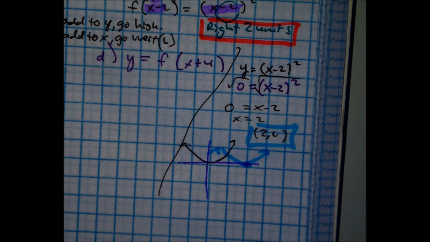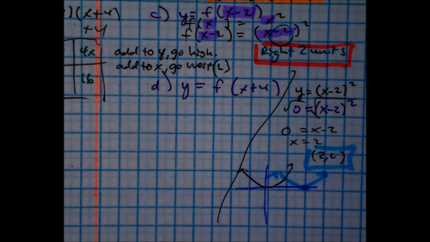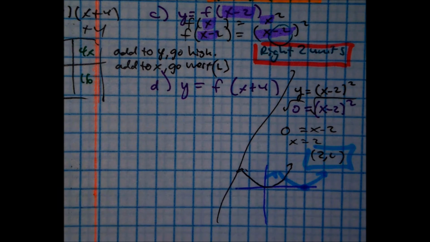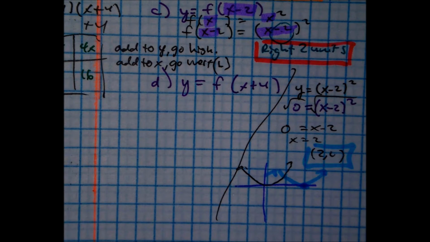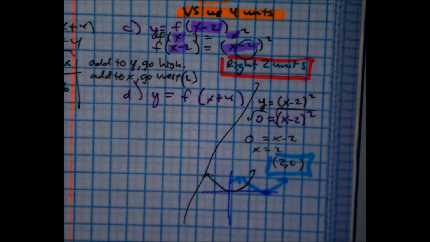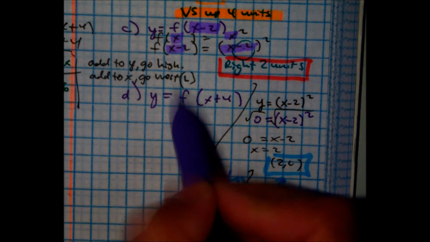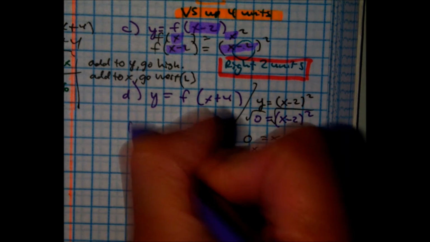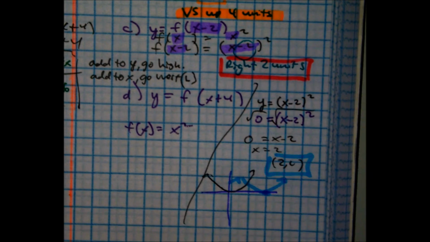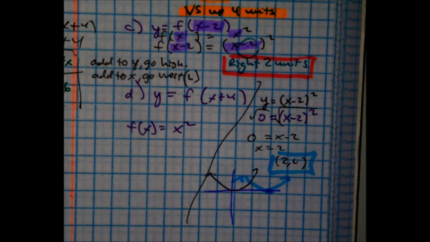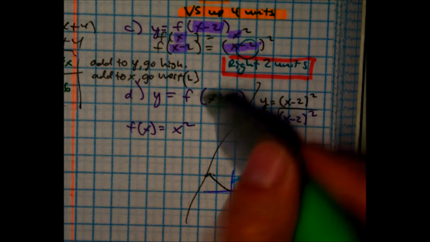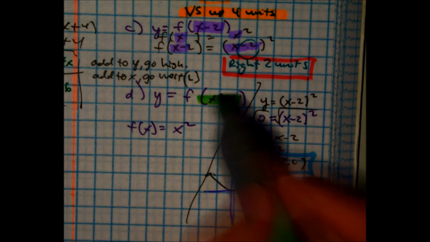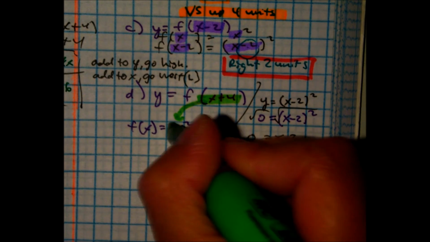So mine is just a silly phrase, but it might remind you to do the opposites in the parentheses. Let's try this problem. It's telling you for every time you see x, you're going to write x plus 4. So here in my function, I have f of x equals x squared. You're going to write that for every x value.